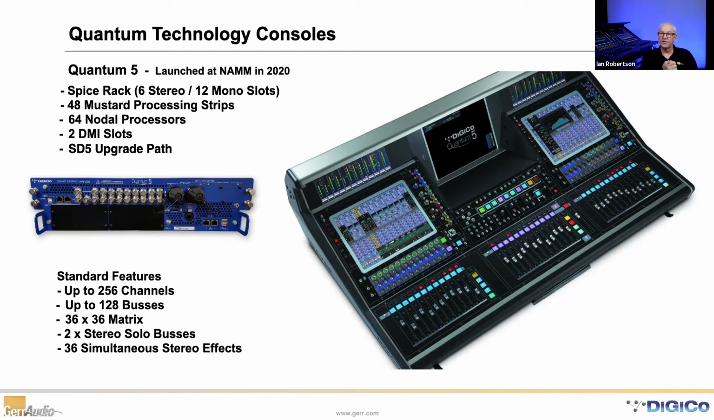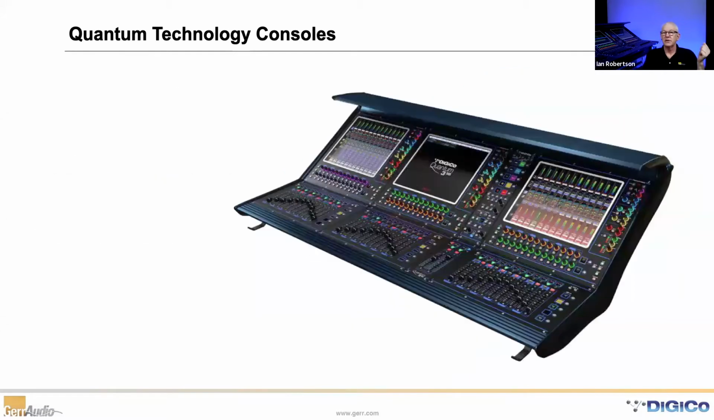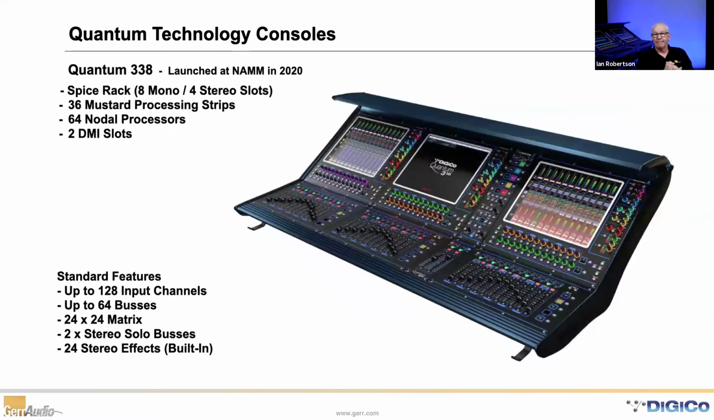And that's the numbers relating to what a Quantum 5 is capable of. Last year, DiGiCo released the Quantum 338. So it has a certain number of Mustard processing strips that you can have access to and 64 nodal processors. And the standard features listed at the bottom.